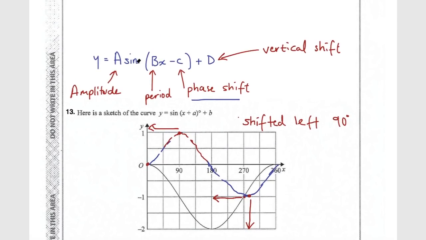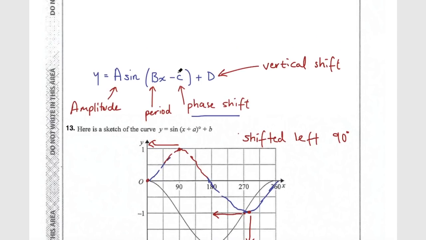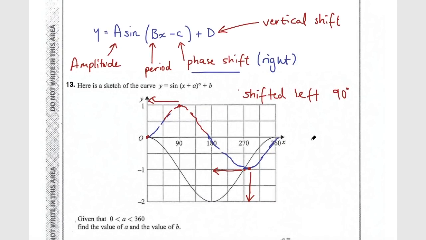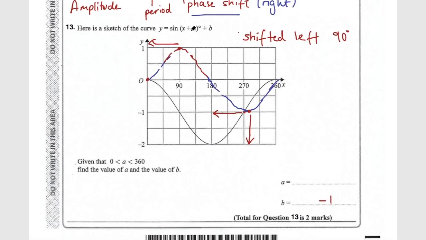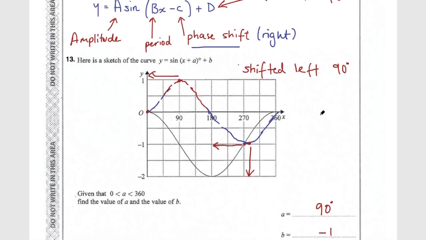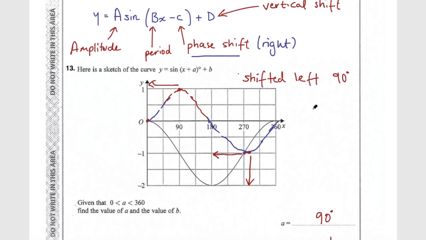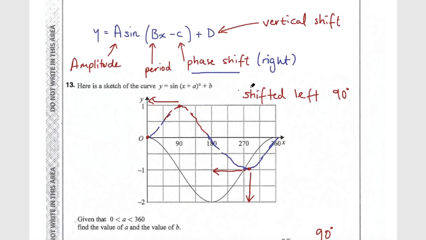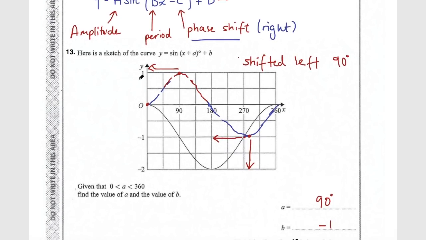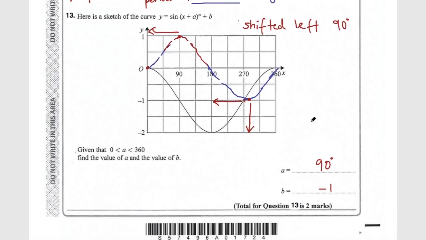And in this equation, it's written as -c. So if it's a negative, that shifts it right. And if it's a positive, it shifts it left. So that will be positive 90 degrees. And that's where it gets a bit counterintuitive. That's why I say the vertical shift's a bit easier, because if it goes down, it's negative. If it goes up, it's positive. But the horizontal shift, if it's positive, it goes left. If it's negative, it goes right. So A there will be a positive 90 degrees.